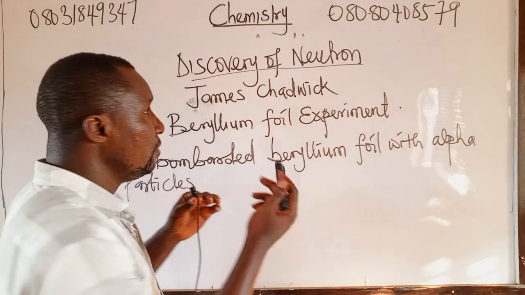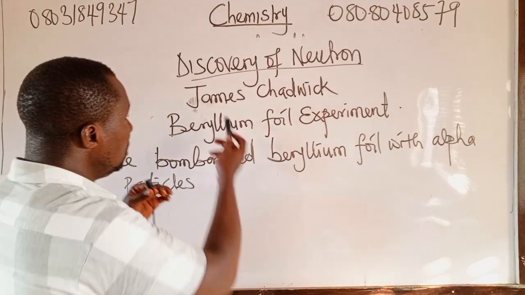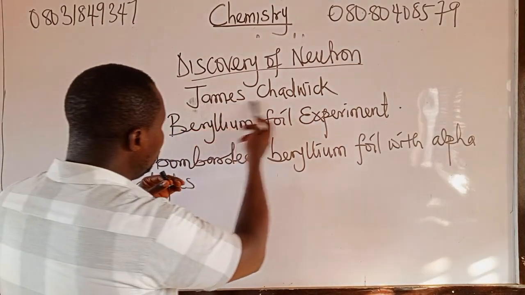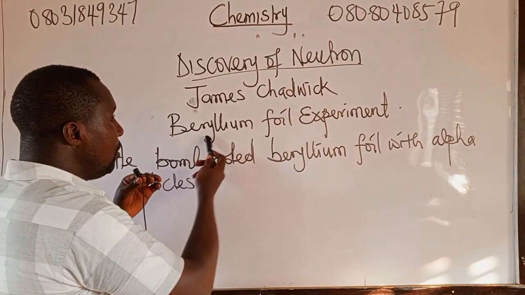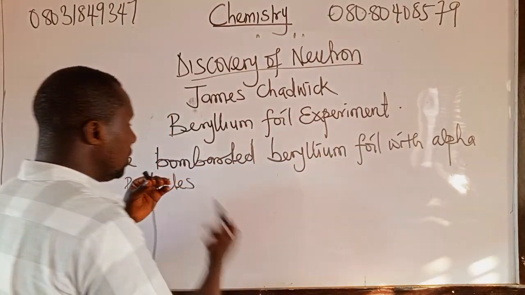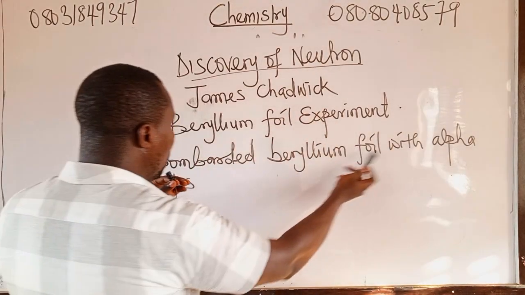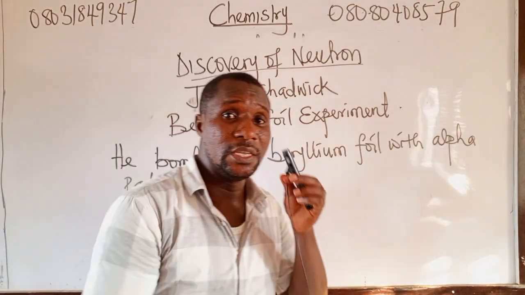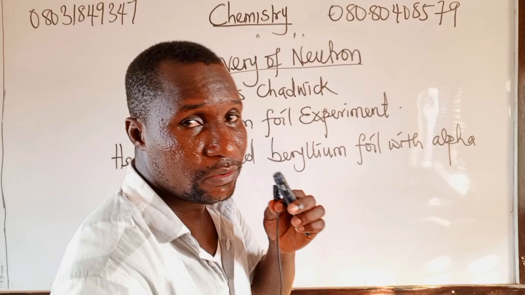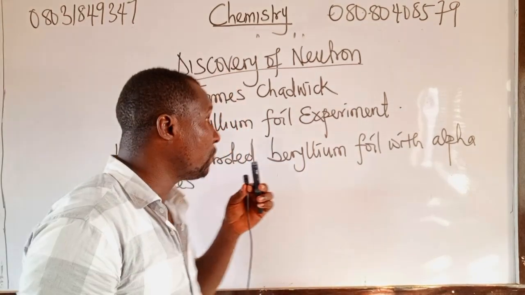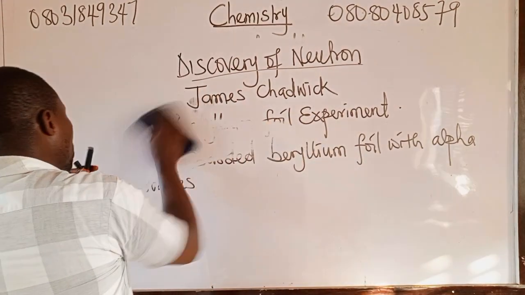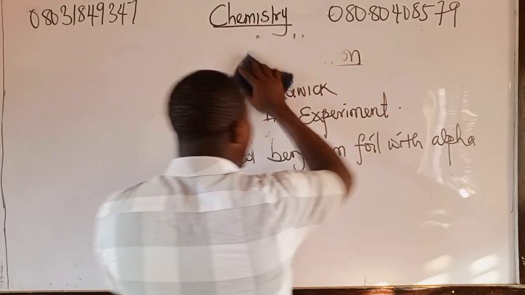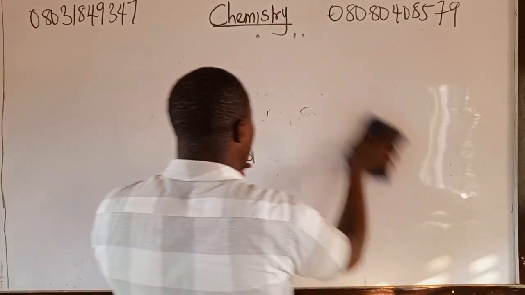That means the man that discovered neutron is known as James Chadwick. He used the beryllium foil experiment. He bombarded the beryllium foil with alpha particles, and he discovered a neutral radiation. Let's move on. Then let us go to the atomic model of Bohr, the Bohr atomic model.